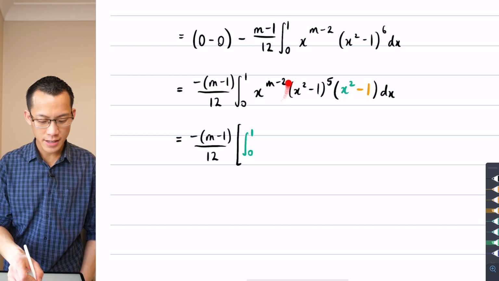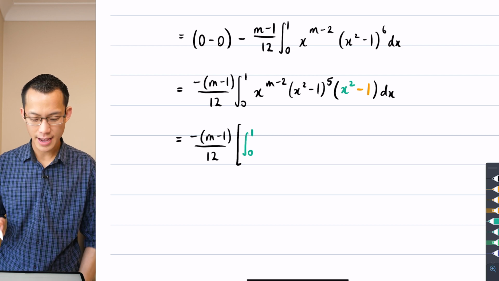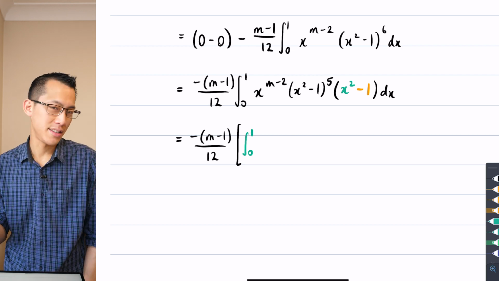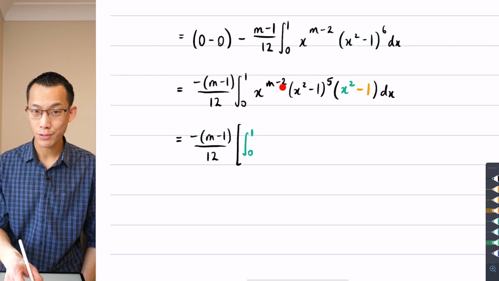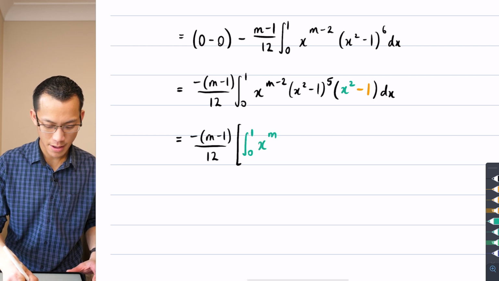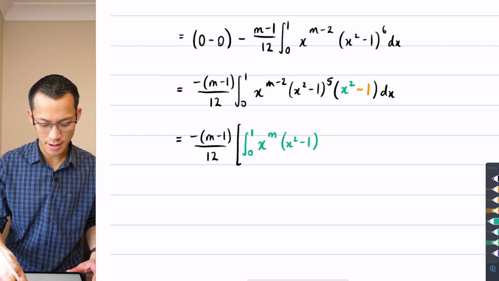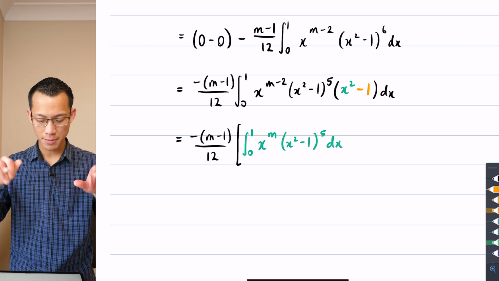Now, when you multiply this by x squared, just look at the indices, right? This is index laws. So I can say I'm adding the indices together since the bases are the same. So the 2 and the minus 2, they cancel. That's convenient. So I'm just going to get x to the m, and I've got x squared minus 1 to the 5. So there you go. There's the first integral that we got from breaking that apart.